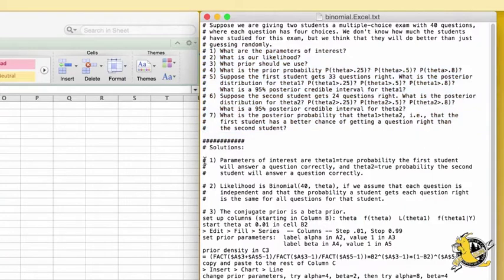First two questions are more theoretical questions. Our parameters of interest are theta1 being the true probability the first student will answer a question correctly, and theta2 being the true probability the second student will answer a question correctly.